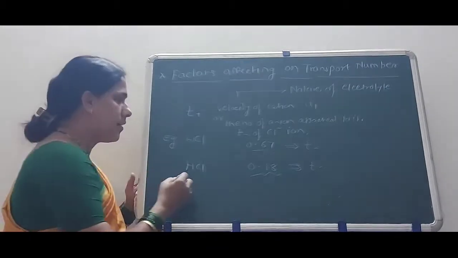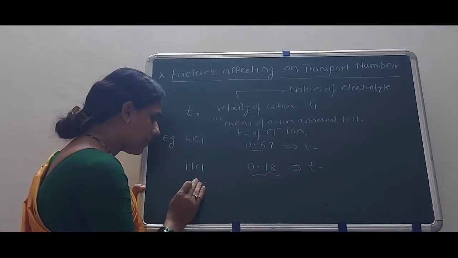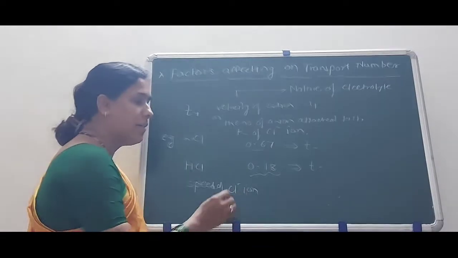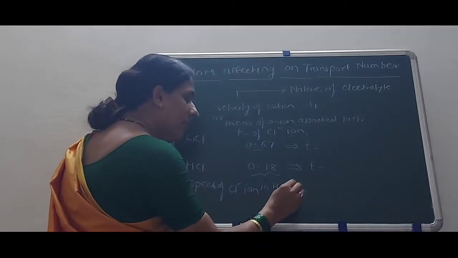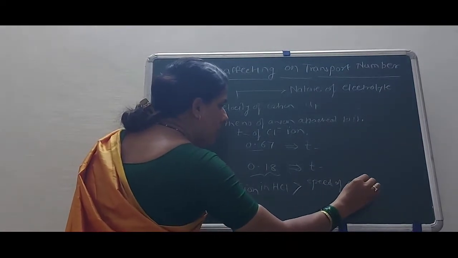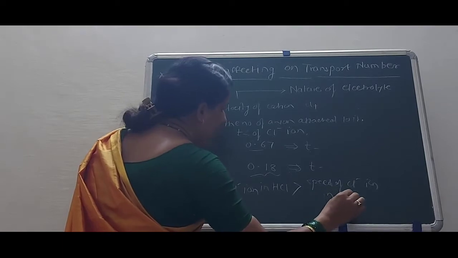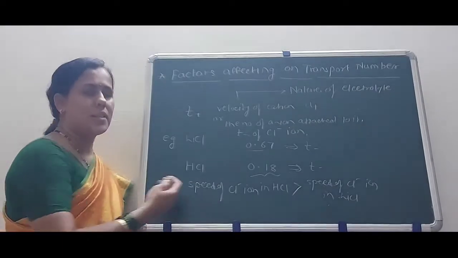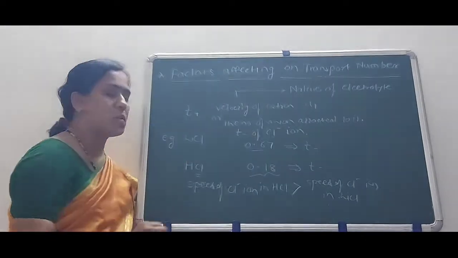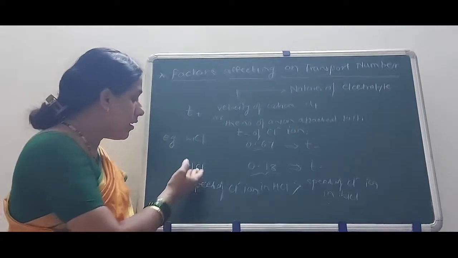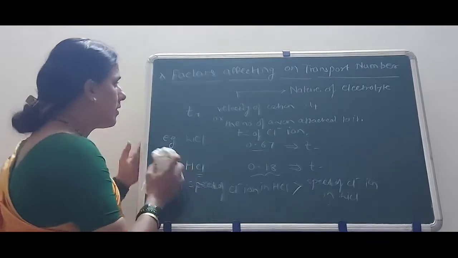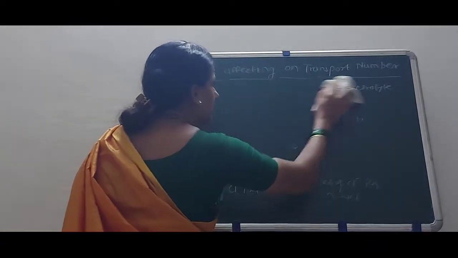It suggests that the speed of the anion, that is the Cl minus ion, in HCl is greater than the speed of the Cl minus ion in LiCl. Okay, this is the conclusion. Whatever electrolyte we use, the speed of the cation and anion is of a variable nature. Okay, now come to the second point, that is concentration.